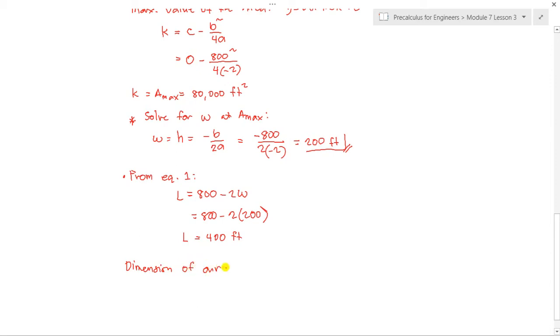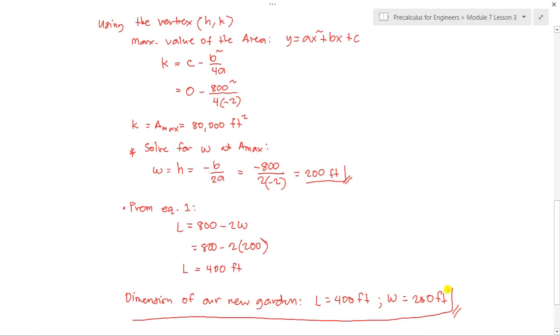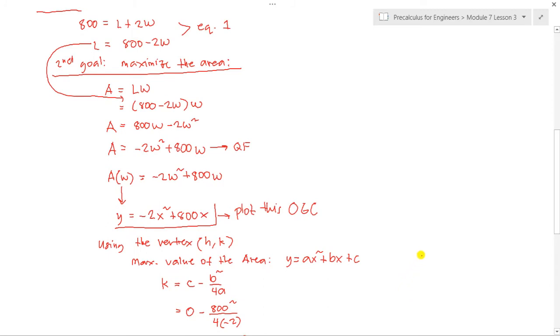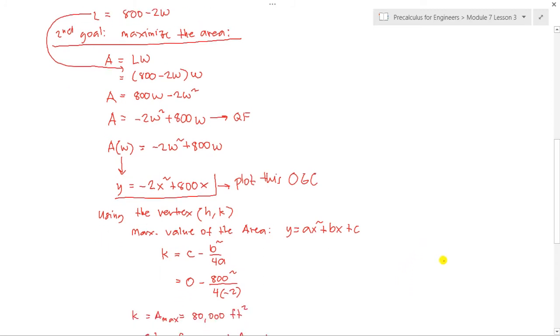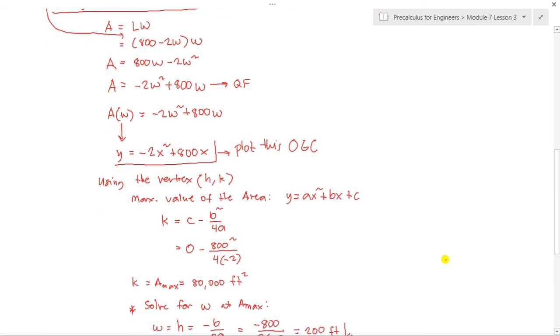So therefore the dimension of our new garden is a length of 400 feet and a width of 200 feet, in order to have a maximum area of 80,000. So again, if we can arrive at a quadratic function in our problem, then we can use directly the behavior of our quadratic function. If the goal is to have a maximum area, then it is automatically at the vertex.